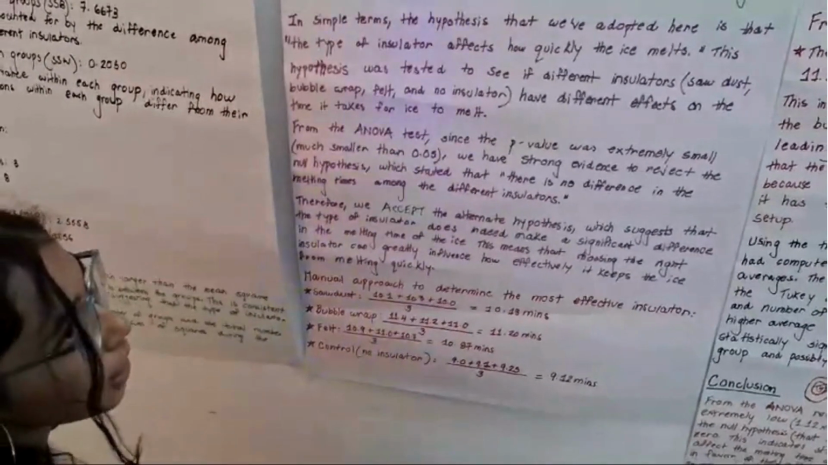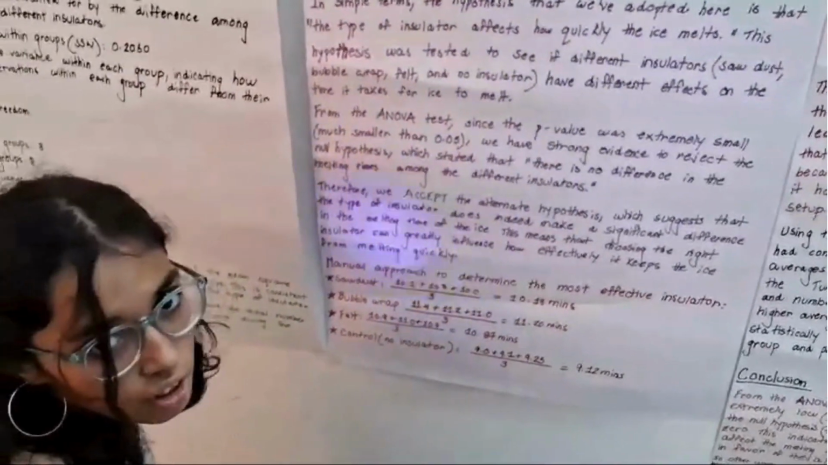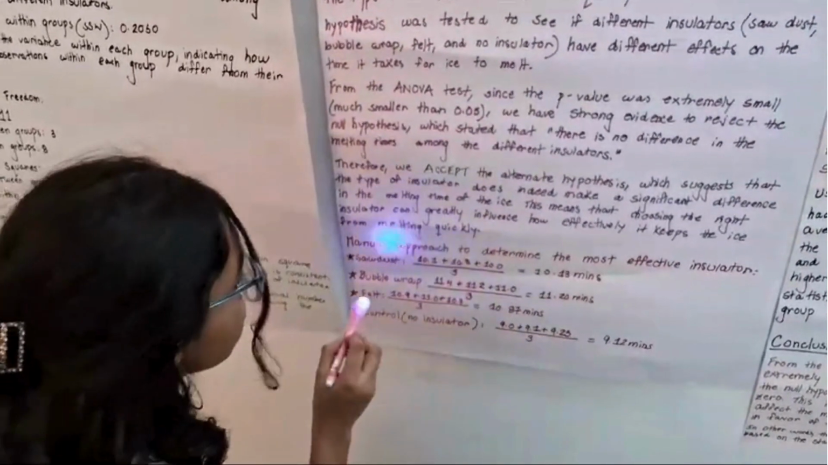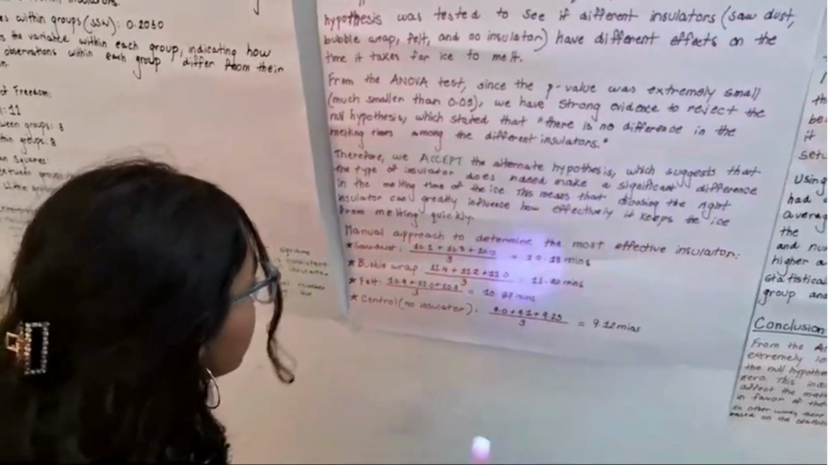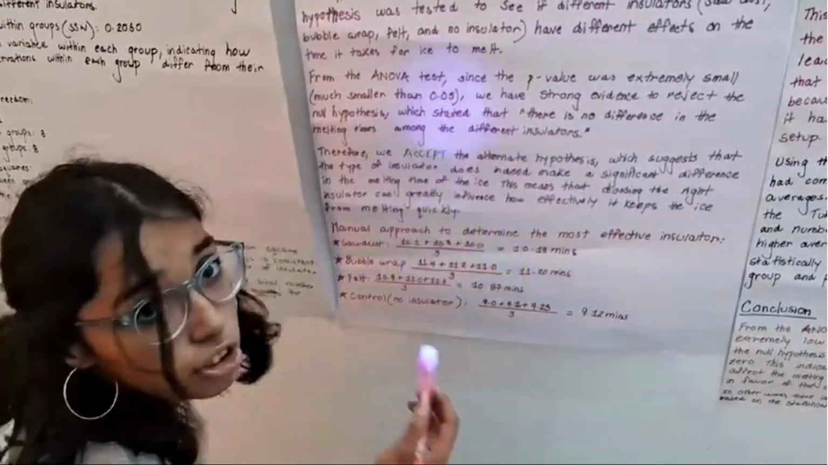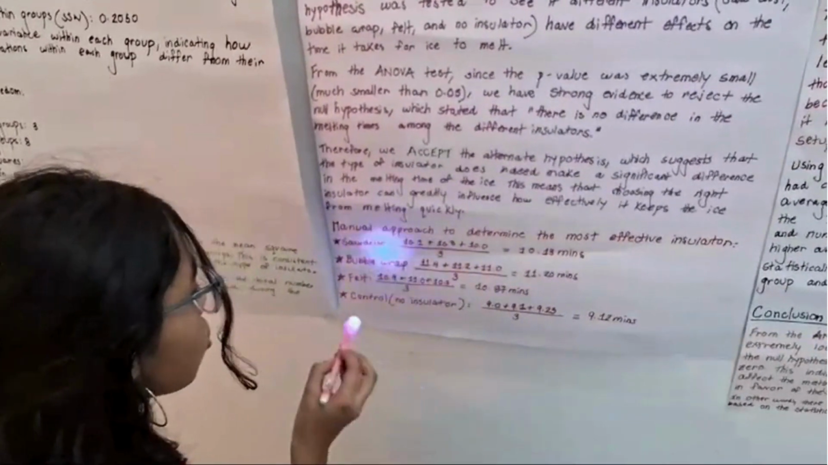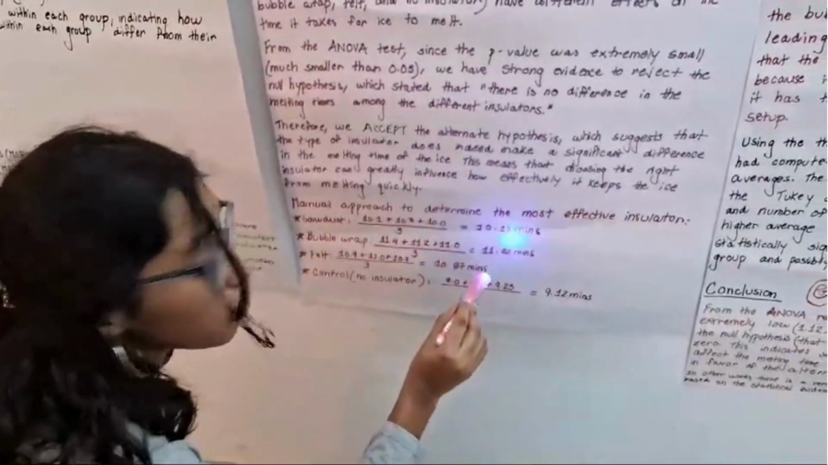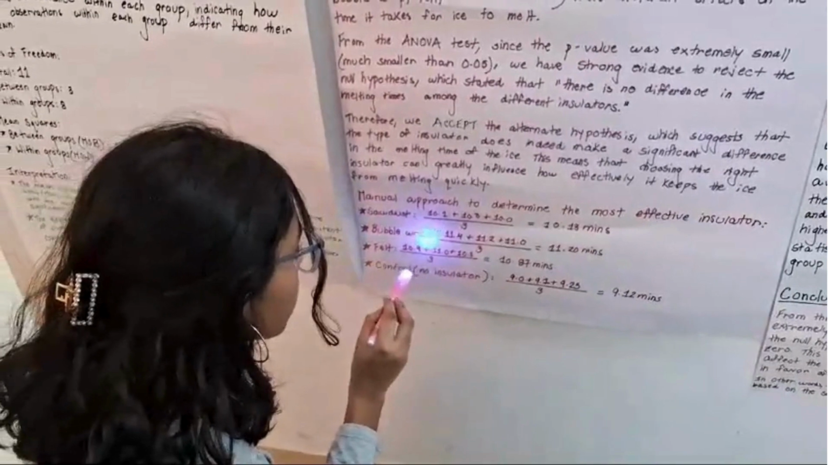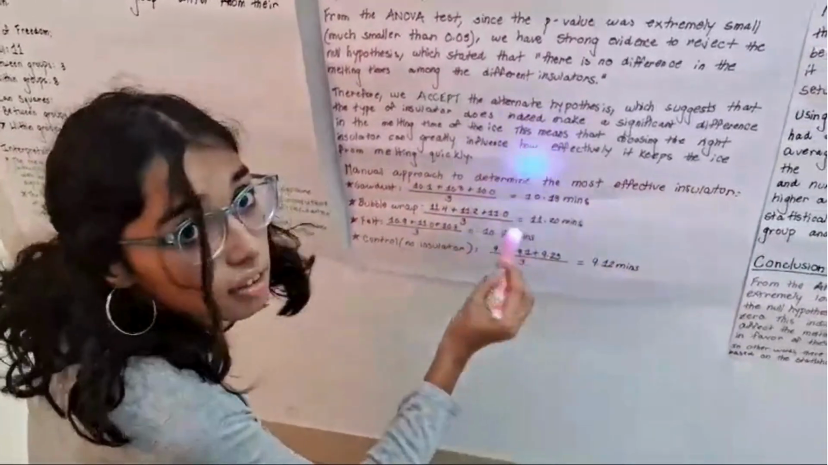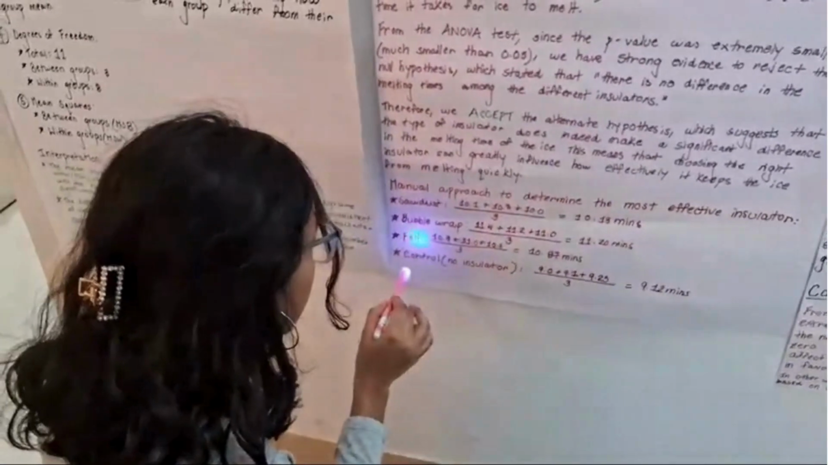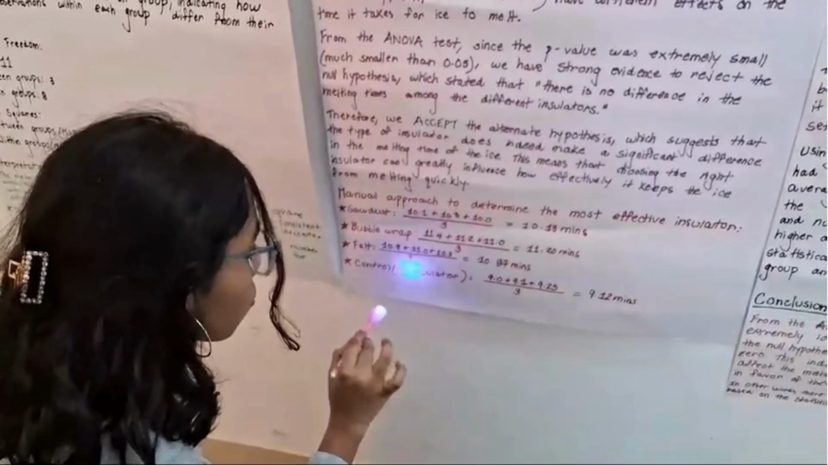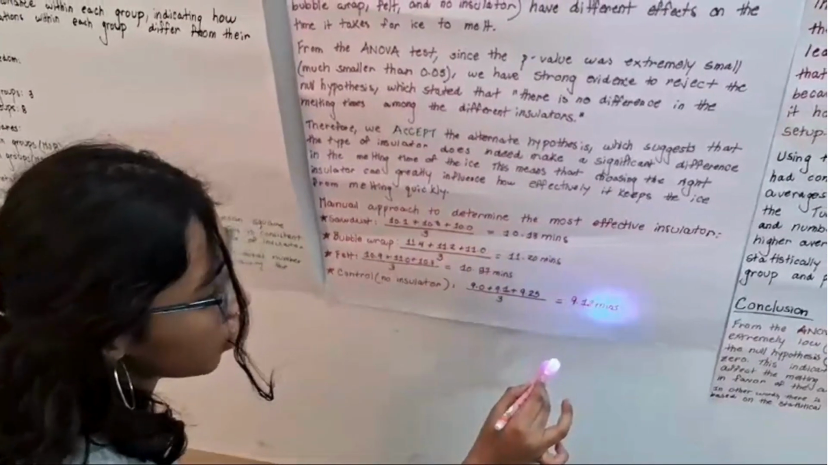Now, how will I find which is the most effective insulator out of my 3 insulators? So, I have chosen a manual approach to determine which is the most effective one by calculating the average time taken for the ice to melt. In the sawdust setup, the average time taken by the ice cubes to melt was 10.13 minutes. In the bubble wrap setup, it took 11.20 minutes. In the felt setup, the average time was 10.87 minutes. And in the control group, which consisted of no insulator, it took 9.12 minutes on average.